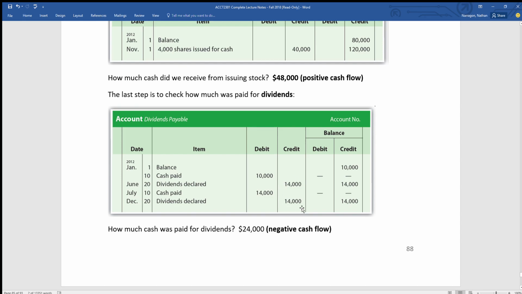Don't get confused on dividends declared. Again, dividends declared, we did not pay out cash. Okay, we did not increase our cash. Dividends, we usually always pay. So we're going to look for any debits really to dividends payable. That shows that about 24,000 actually went out, or a negative cash flow. Again, we lost cash.